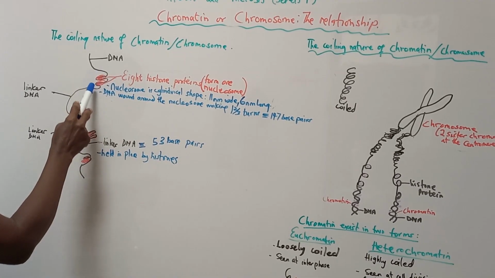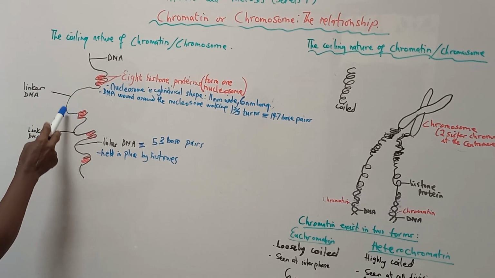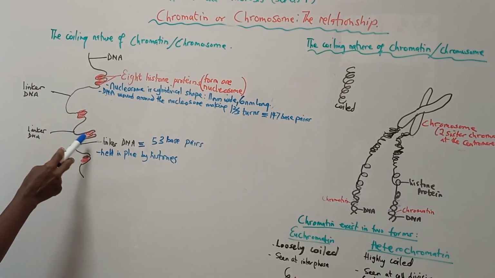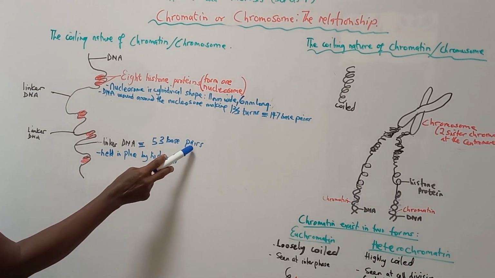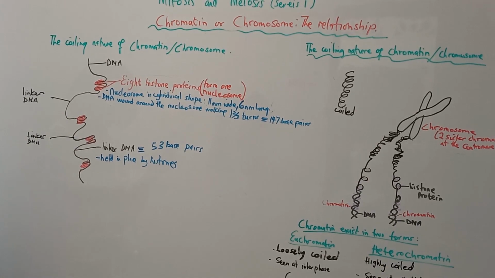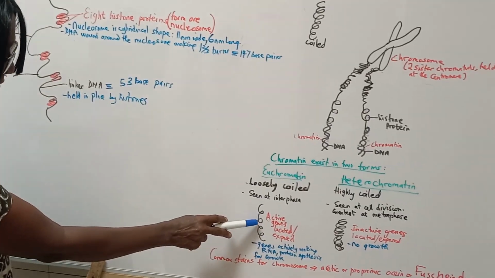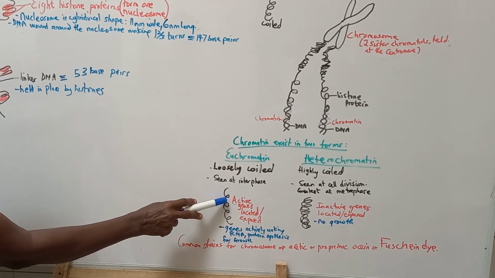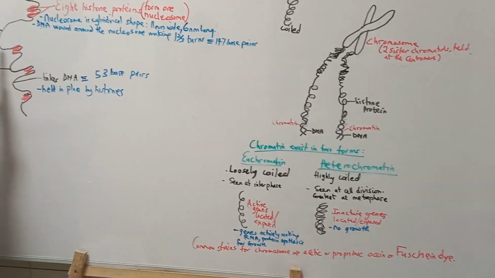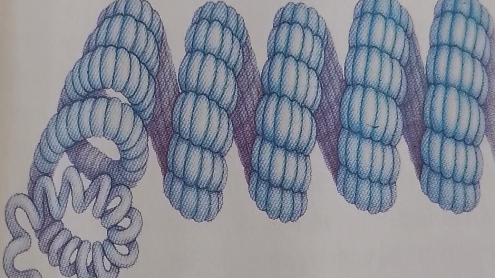And between this folding, there's a linker DNA, that's the part exposed, and this linker DNA also has 33 nitrogenous base pairs. So you can imagine that when you have euchromatin that is loosely coiled, the active genes will be exposed and the linker DNA is shown. In heterochromatin, DNA is coiled around nucleosomes, highly coiled, very, very much coiled.